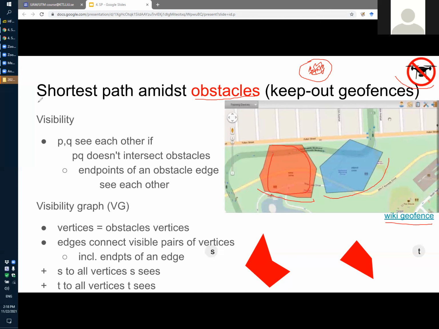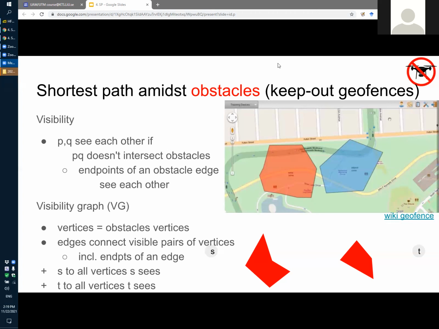Anyway, when we are talking about shortest path for drones, quite often we're talking about shortest paths amidst obstacles. And today we will just look at some of the properties of these shortest paths, how they can be computed, geometric shortest paths amidst obstacles, and discuss how they are related in general to drone acceptance and other things.